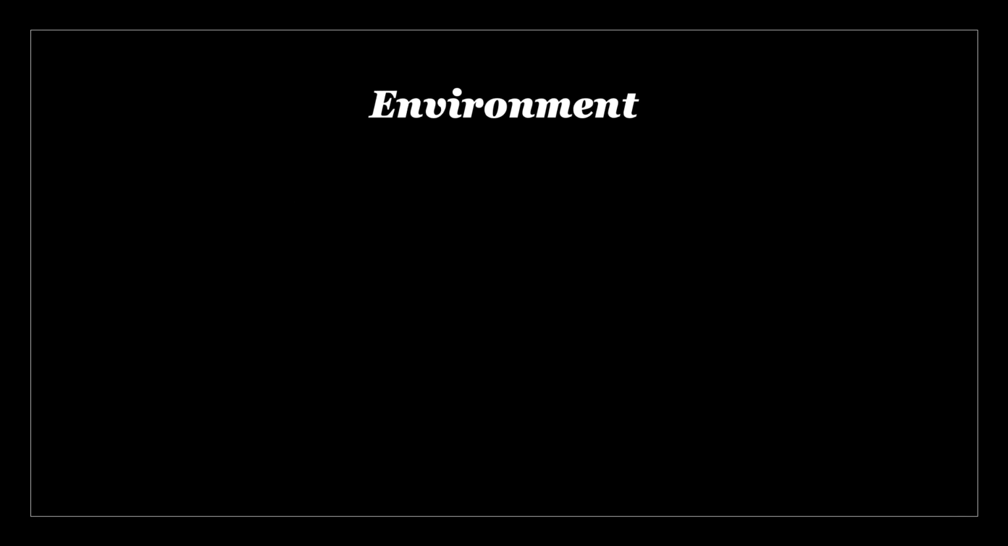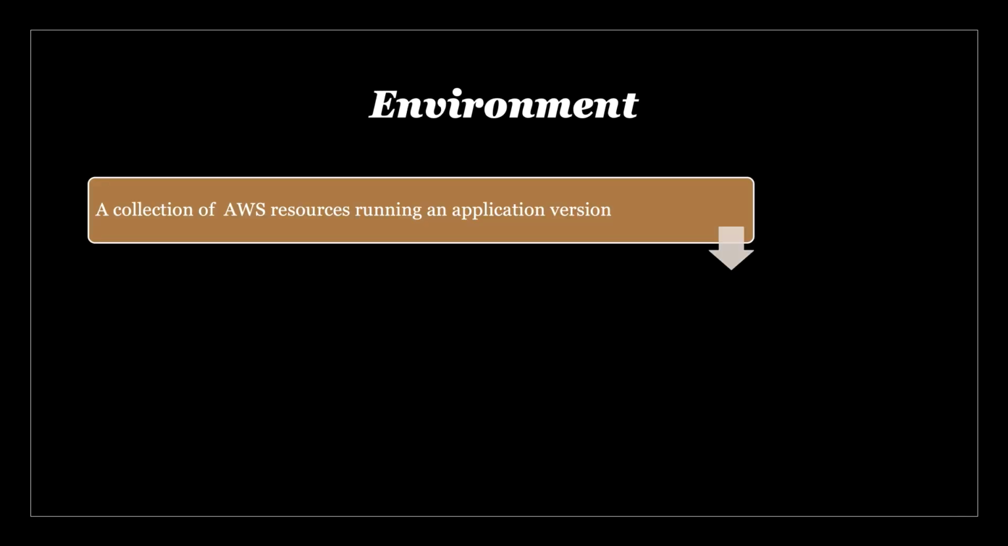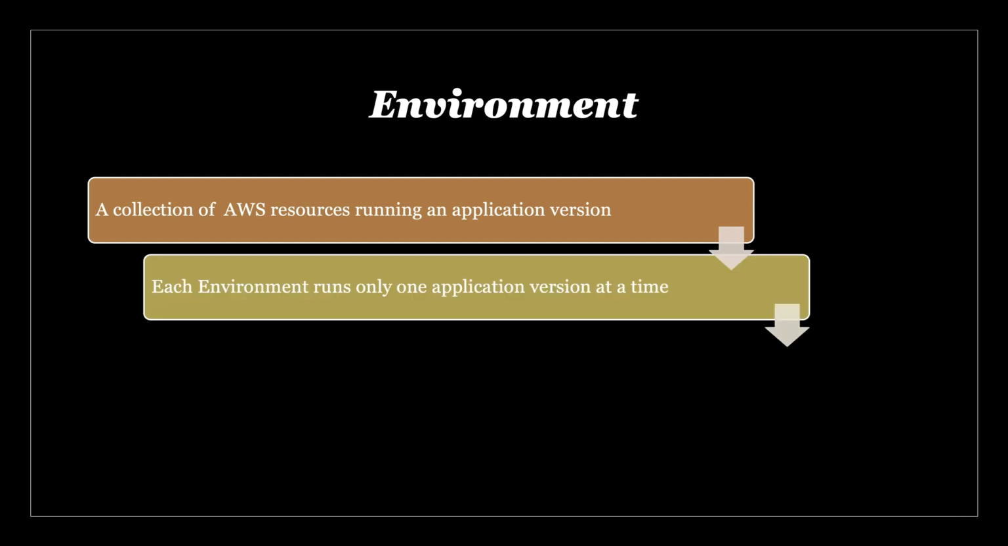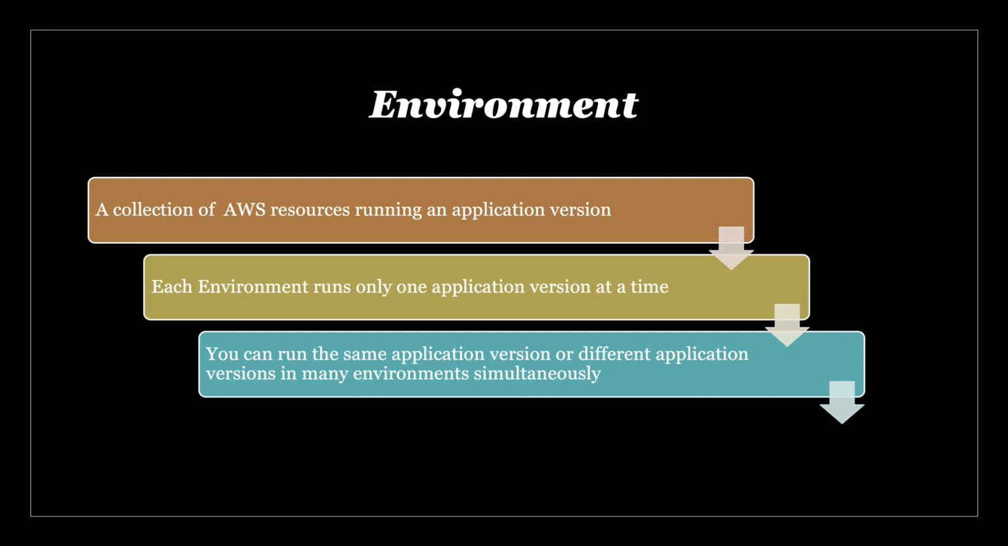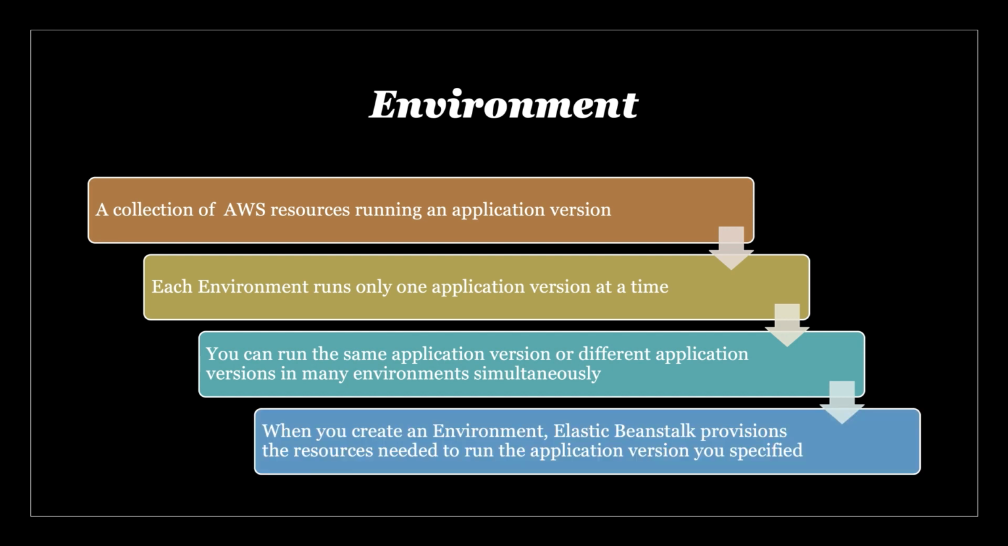The third component is the environment. An environment is a logical collection of AWS resources that you use to run an application version. Each environment runs only one application version at a time. You can run the same application version or different application versions in many environments simultaneously. When you create an environment, Elastic Beanstalk provisions the resources needed to run the application version you specified. So these are the three main components of Elastic Beanstalk.